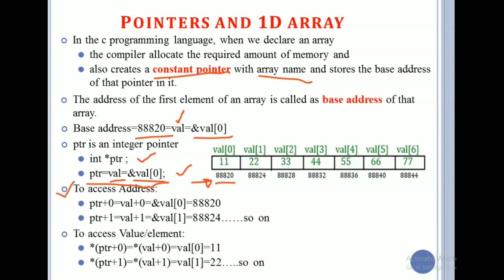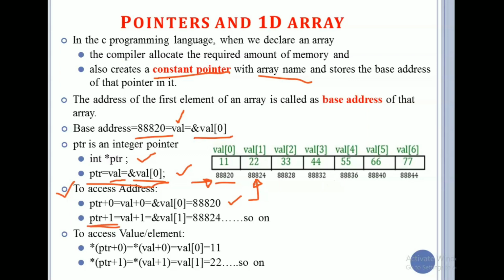Now if I want to access the addresses of your array with the help of this PTR, how do I do that? For the first case, 8820, we already saw we can mention PTR or VAL or address of VAL of 0. We will get the same answer, 8820. Now I need to think about the second element. I want to access this second element with the help of the pointer. I need to perform pointer arithmetic, or we can simply say the increment operation is done on the pointer.